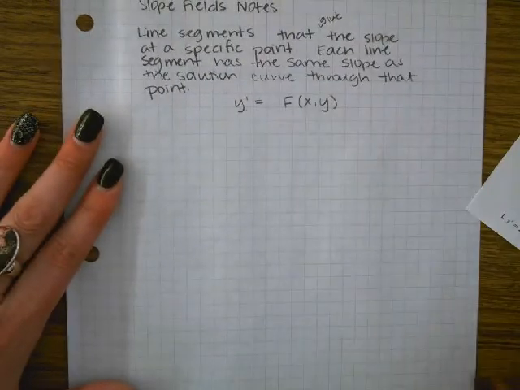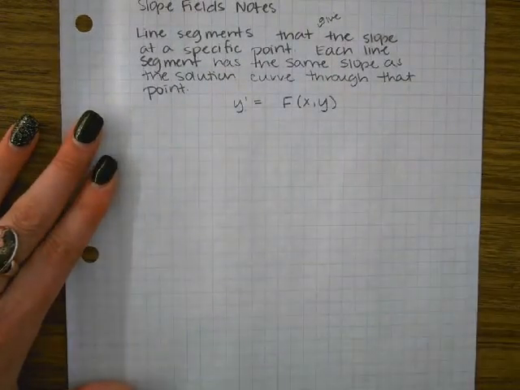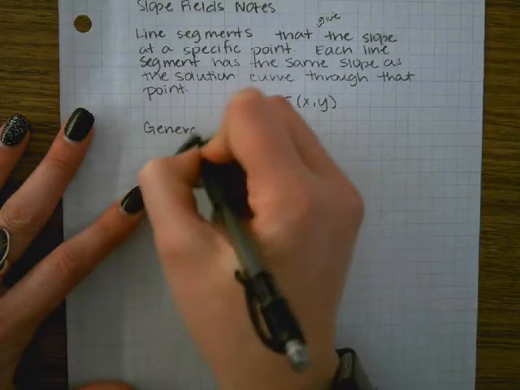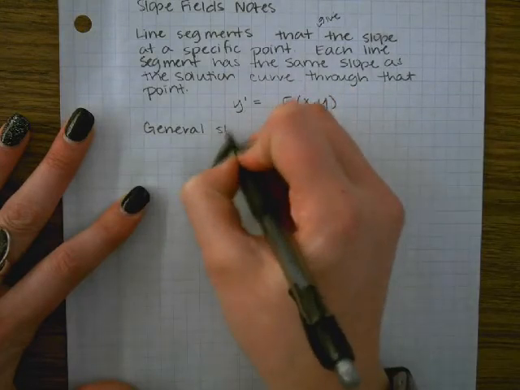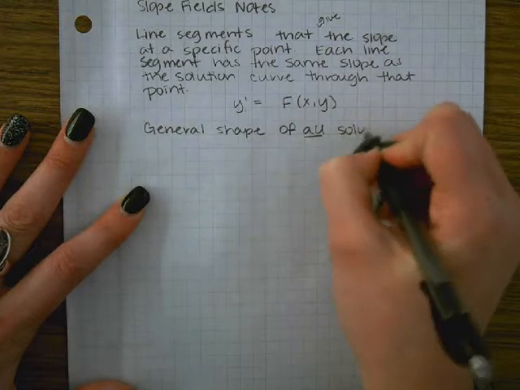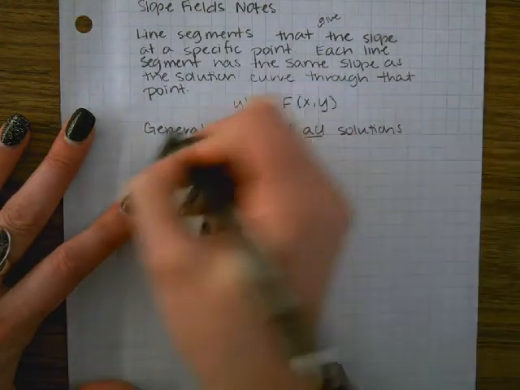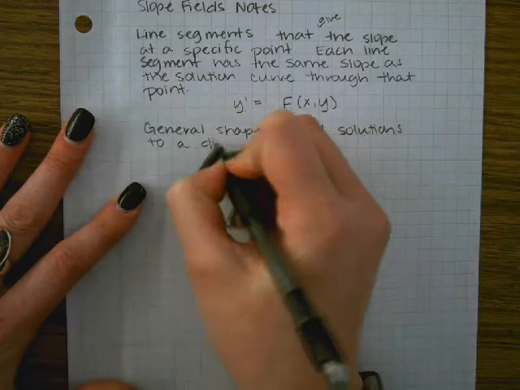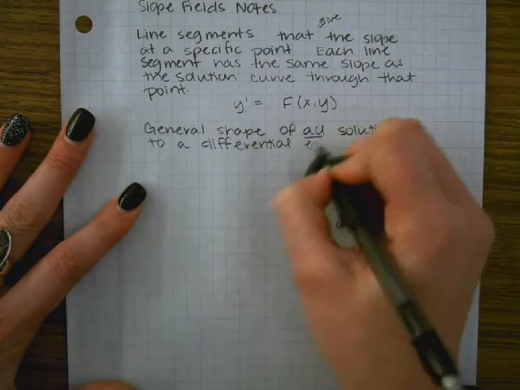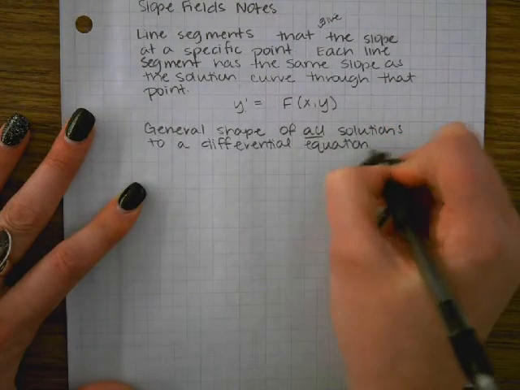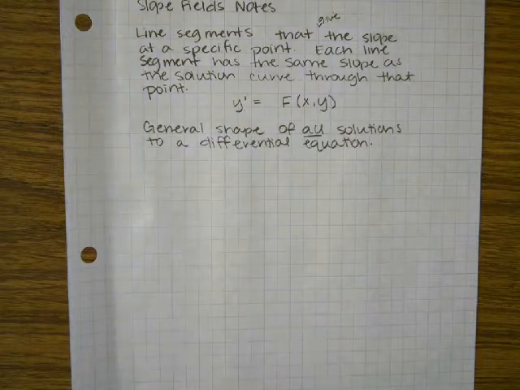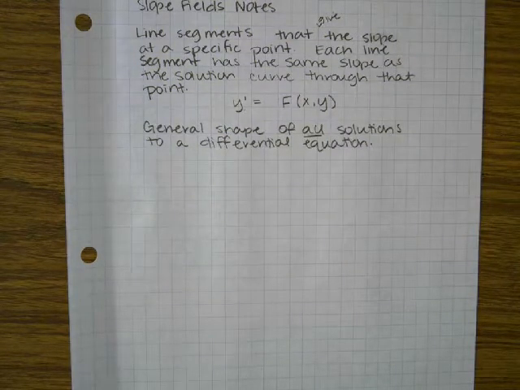All right, so the slope field gives you the general shape of all solutions to a differential equation. So it's the graphical equivalent of putting plus c at the end, because we're getting all of them there.